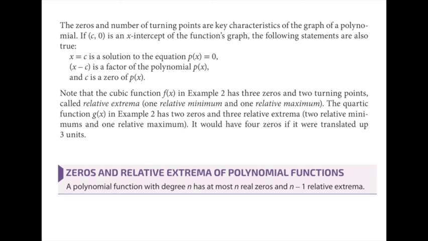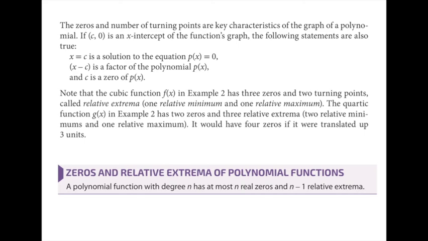If it would have had 4 zeros if it was translated up 3 units, is what it said, because of where the turning points were. So you start to recognize that zeros, or where the function equals 0, actually start telling you information about the function. The first rule that we see about zeros is a polynomial function with a certain degree has at most that number of zeros and at most one less than that extreme.